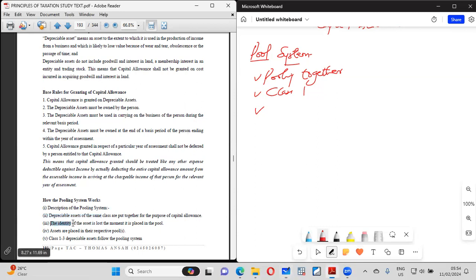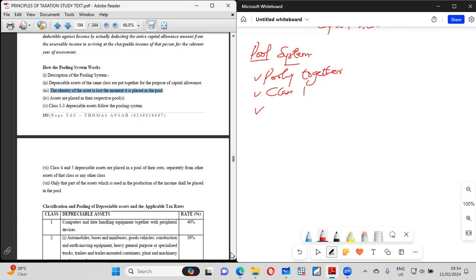So the identity of the asset is lost the moment it is placed in what? In the pool. So we can't be looking at you alone. We look at you from the perspective of a pool. The assets will be placed in their respective pools. The pool description will be class 1, class 2, class 3. What you should understand is that class 1 to class 3 depreciable assets follow the pool system. Class 4 and 5 are also placed in pools of their own. I will explain that one to you later.